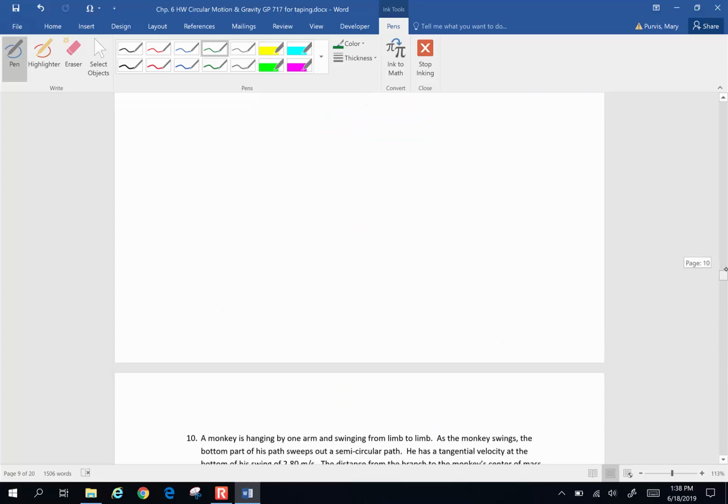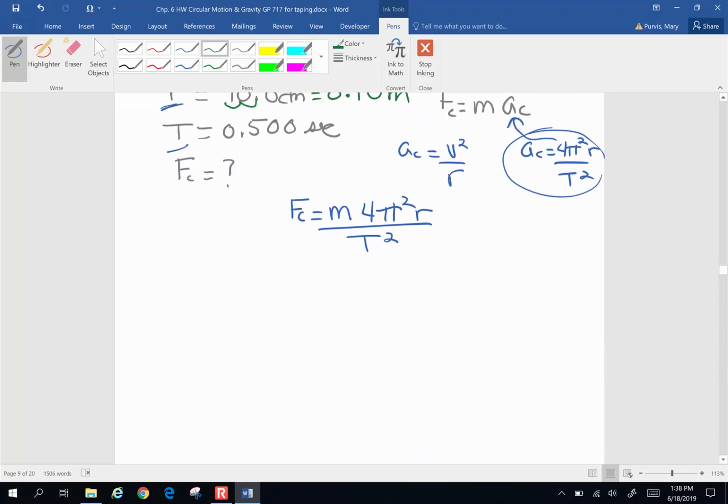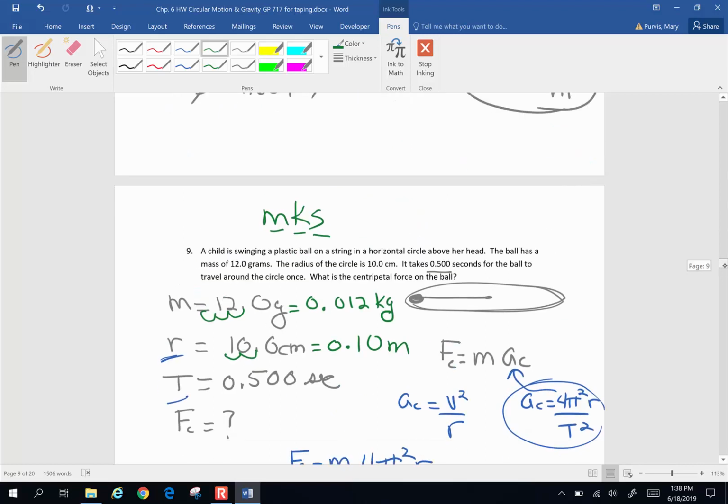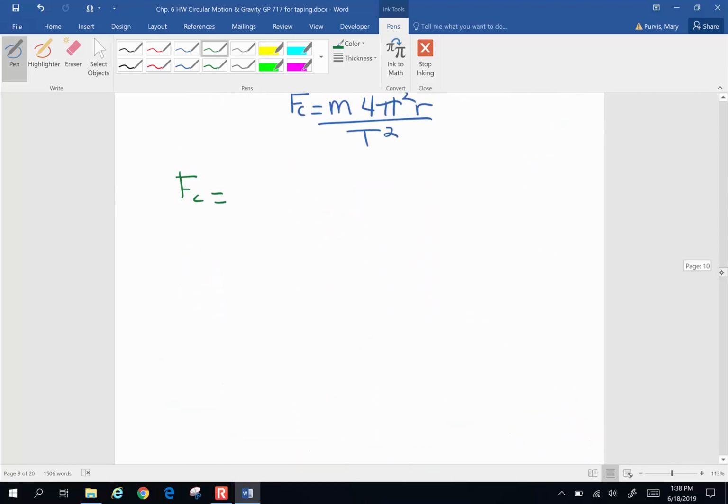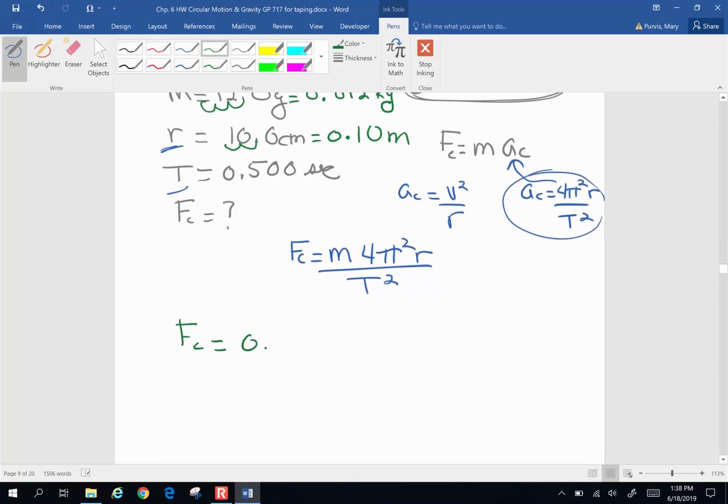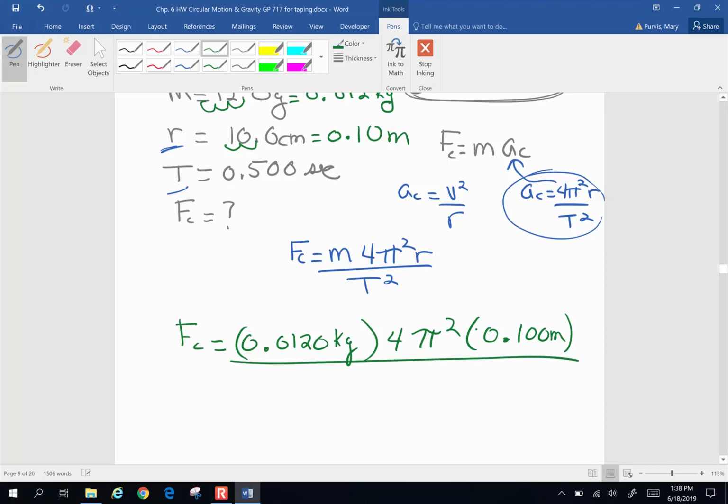I'm going to try and get myself a smidge more writing room. Here goes. So centripetal force is going to be the mass, 0.0120 kilograms. 4 is a constant, pi is a constant. Radius is 0.100 meters. Pi is squared, radius is not. The period is 0.500 seconds, and that period is squared.